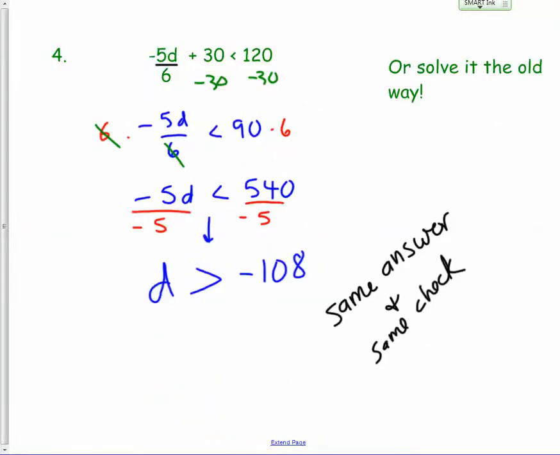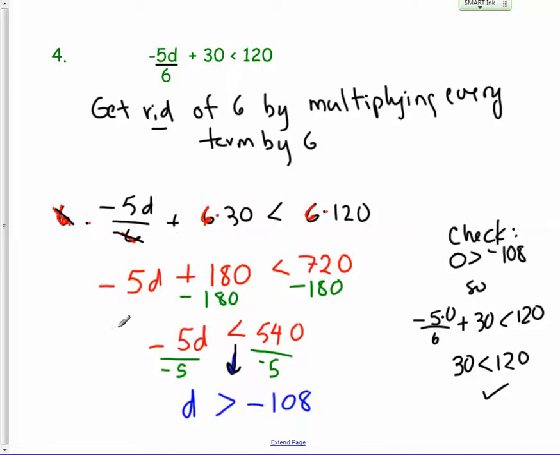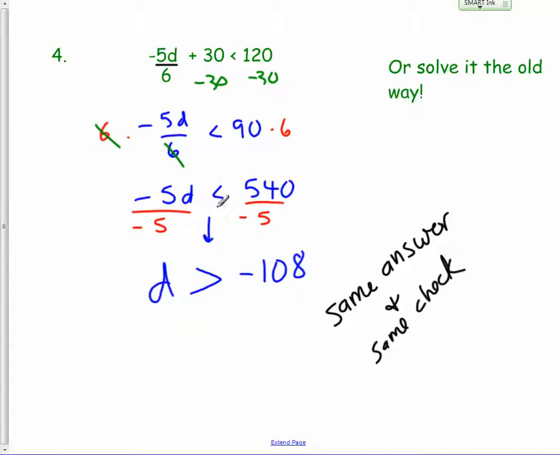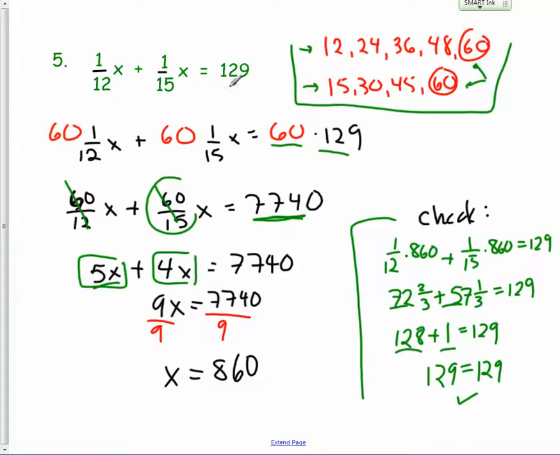The second way you could have done that is just undo this one step at a time, the way we always do. First subtract 30 from both sides, and then undo dividing by 6 by multiplying by 6. And notice there's your 1. Take it out, and then you have negative 5d is less than 540, which is exactly what you had here. So they both accomplish the same purpose, isolating d, so you know that d is all the numbers greater than negative 108. So either way will work. They're both correct.